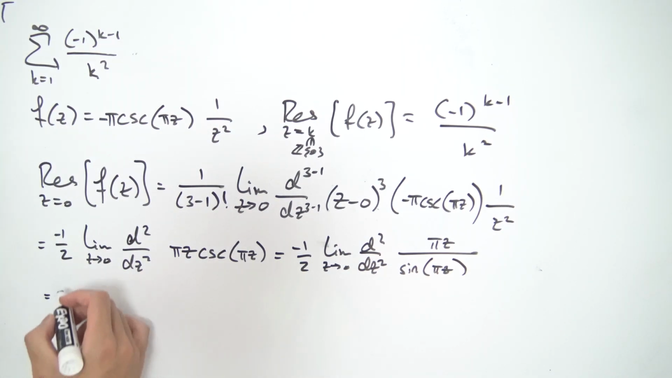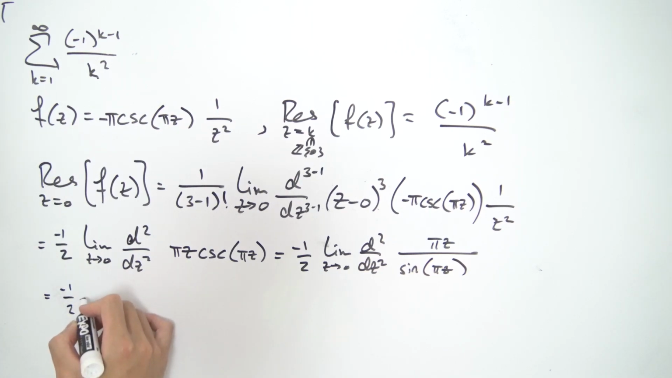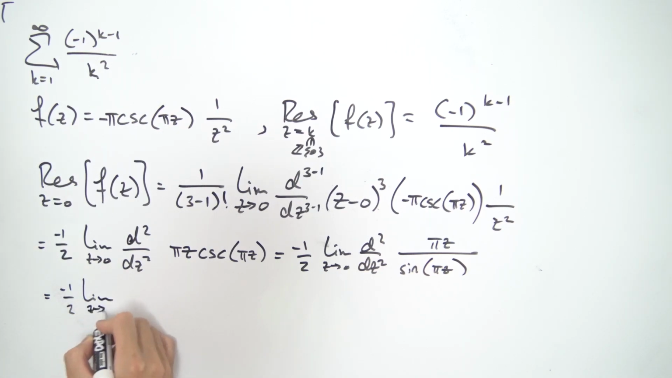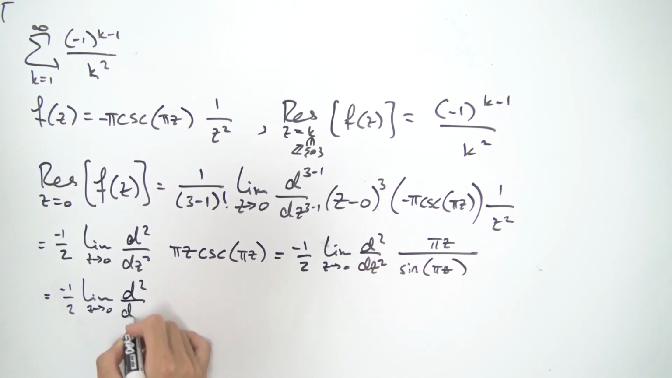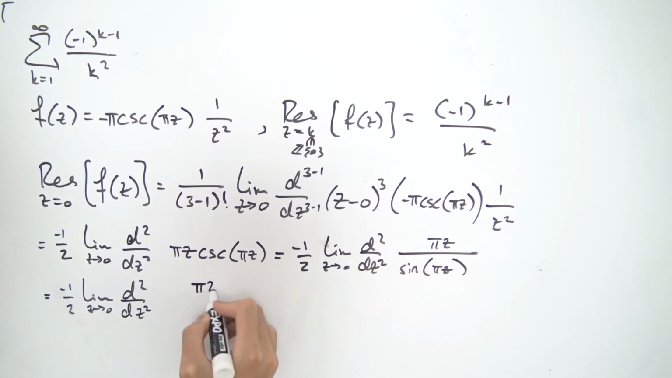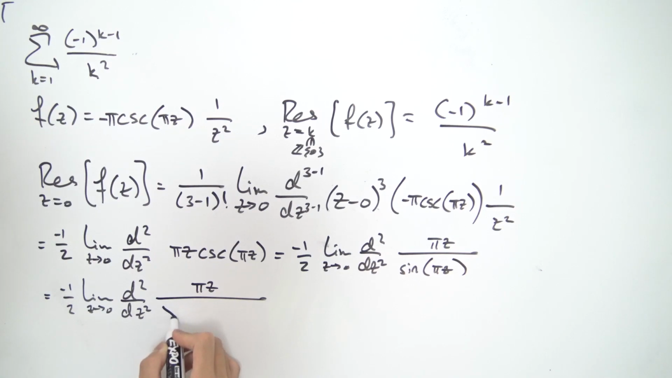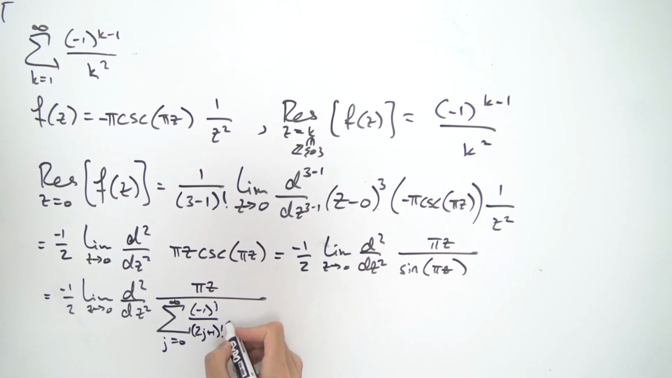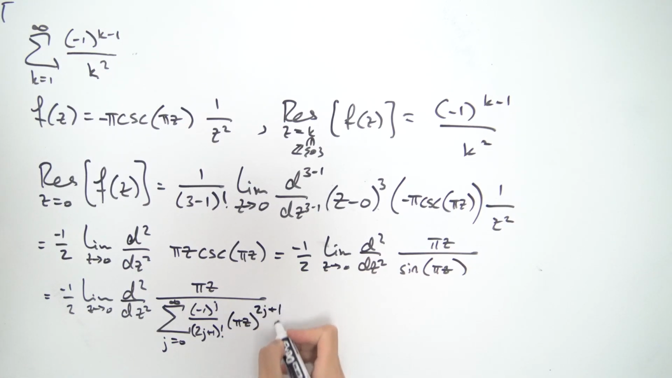So now we have minus 1/2, limit as z approaches 0, second derivative of pi times z divided by the infinite sum. Now let's choose an index, let's call it j. So j going from 0 to infinity of -1 to the j. Now sine is an odd function, so we have odd powers, so we're going to have (2j plus 1) factorial down here, and then our argument, which is pi z, to the 2j plus 1.